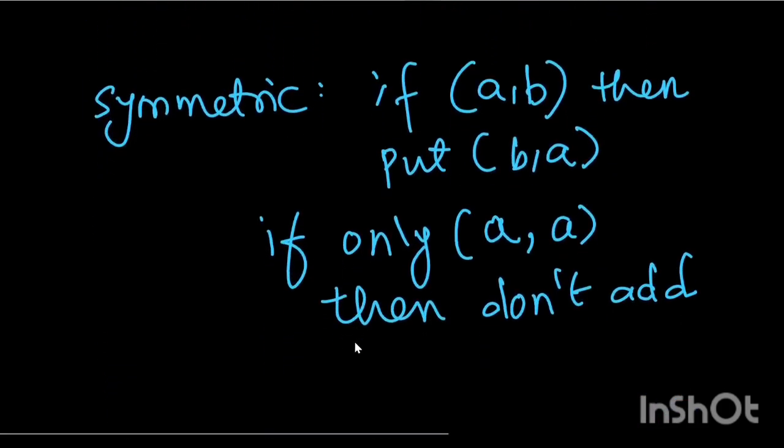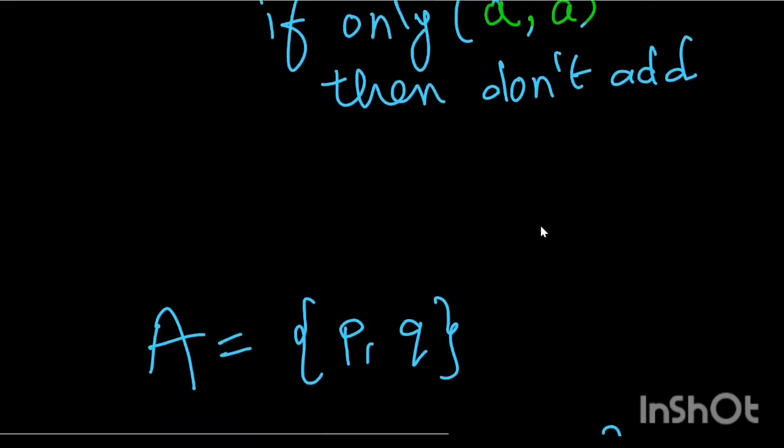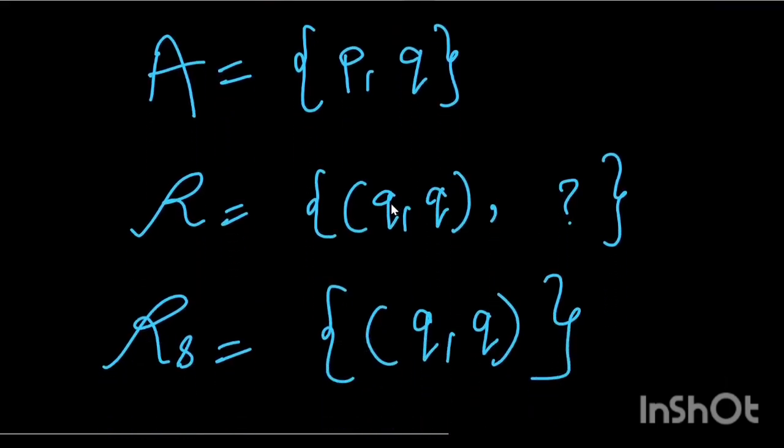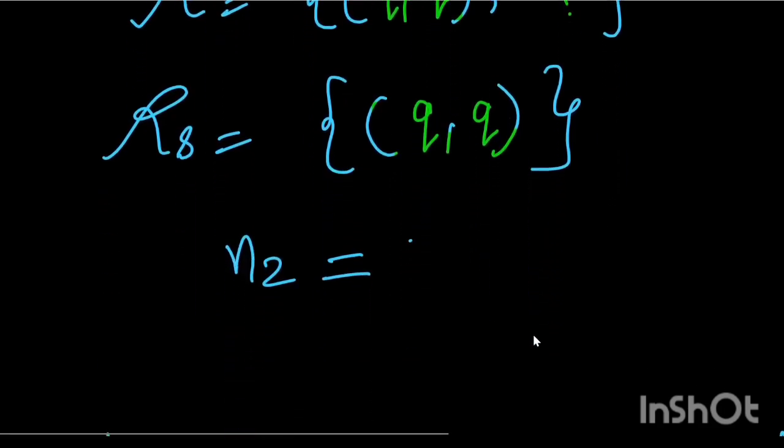Symmetricity: if AB is there, we need to add BA if it is not there. As you can see here, only Q comma Q was there. Since there is no element of the form A comma B, no need to add anything. Q comma Q is itself sufficient. So N2, nothing we need to add, it is 0 only.